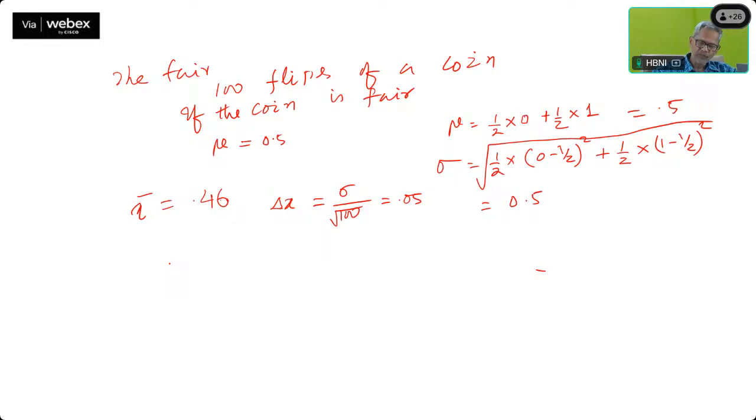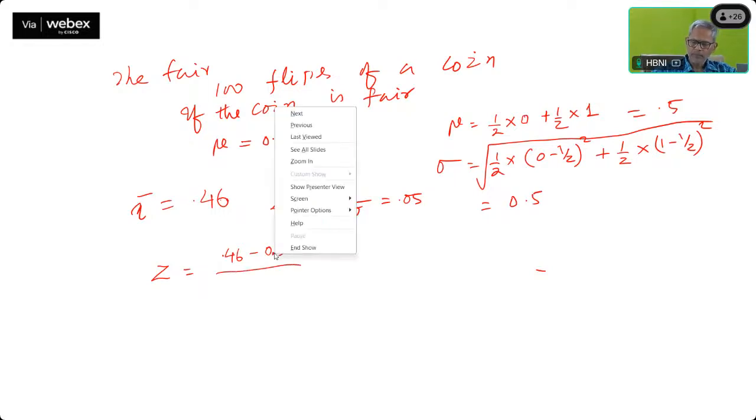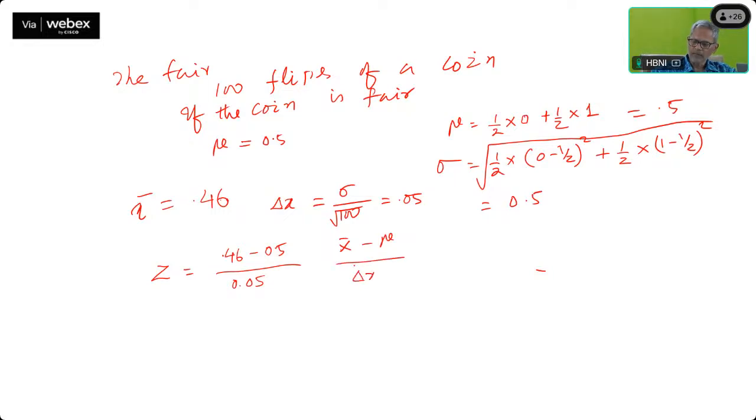Then you calculate the Z. Z will be 0.46 minus 0.5 divided by 0.05. This is x bar minus mu divided by the sigma by root n. Right, so that is what I did. This value is coming out to be 0.8. In a normal distribution, there are tables you can see.